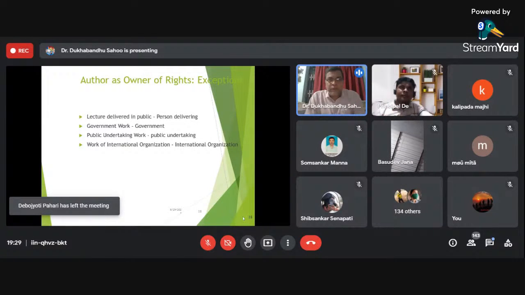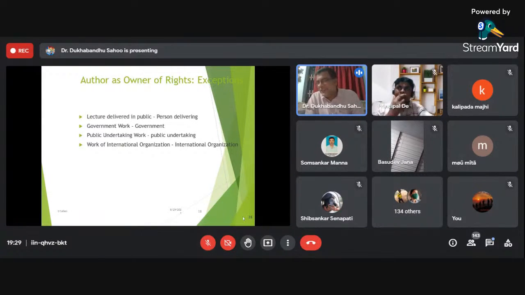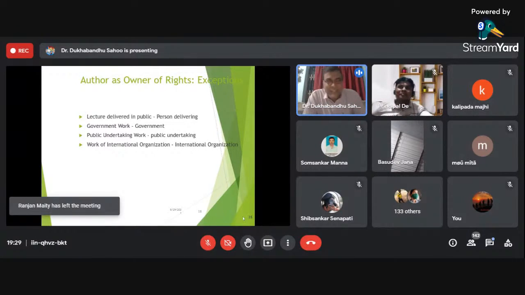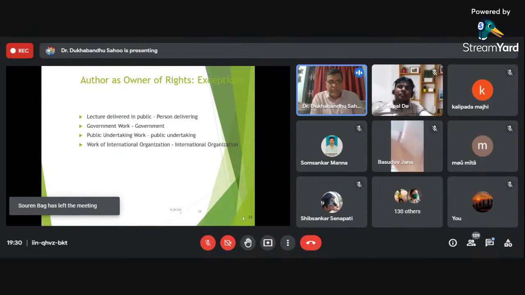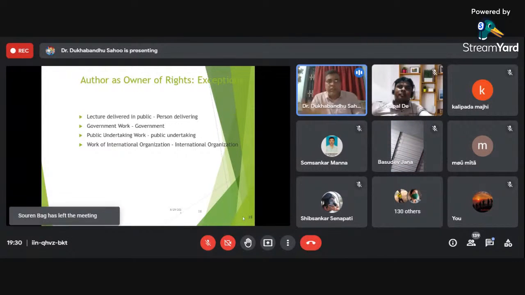Similarly, a lecture delivered in public: the person delivering it holds the right. Political leaders deliver lectures in public. My lecture can also be considered a public lecture, but it cannot be that public, because a code was given to me by Dr. Vibhuti to log in. Similarly, a code is probably given to all members who have joined. So it cannot be called a public lecture. But for a public lecture, the person delivering the lecture will be the copyright owner.